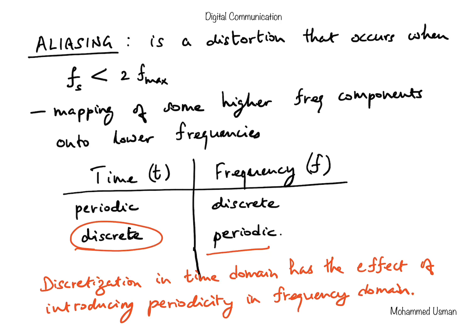Therefore, the process of sampling in the time domain has the effect of making the spectrum of the sampled signal periodic, and the period of the spectrum is equal to the sampling frequency. That means the spectrum of the sampled signal has spectral replicas at integer multiples of the sampling frequency fs.